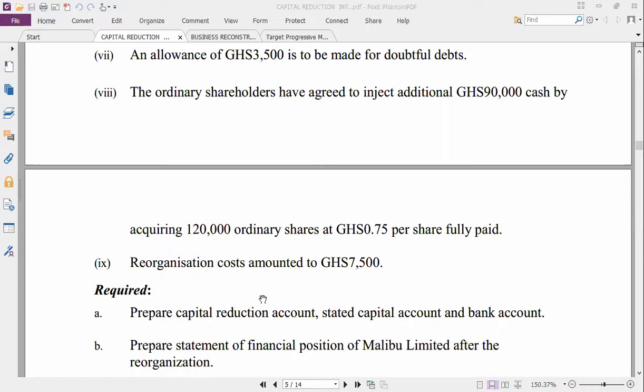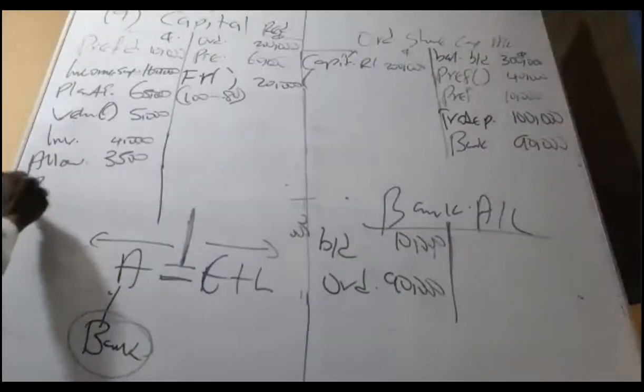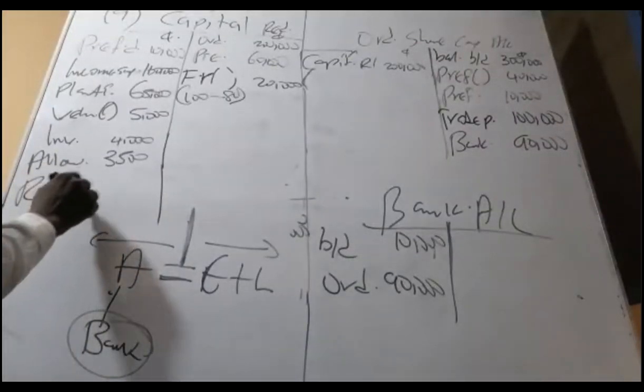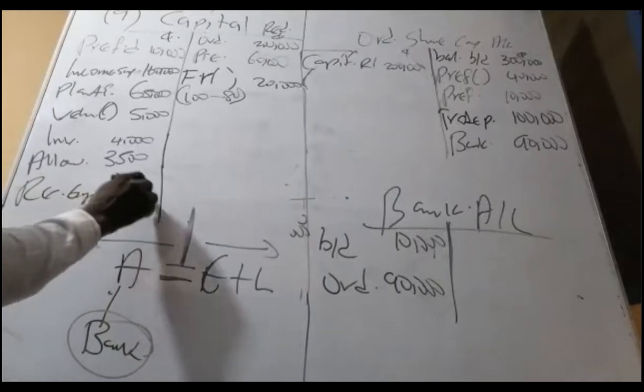Reorganization cost amounting to 7,500. So this one, will it be again a loss? The loss to the company is an expense, so we have to add it to the reducing side. So right here, reorganization expenses, 7,500.